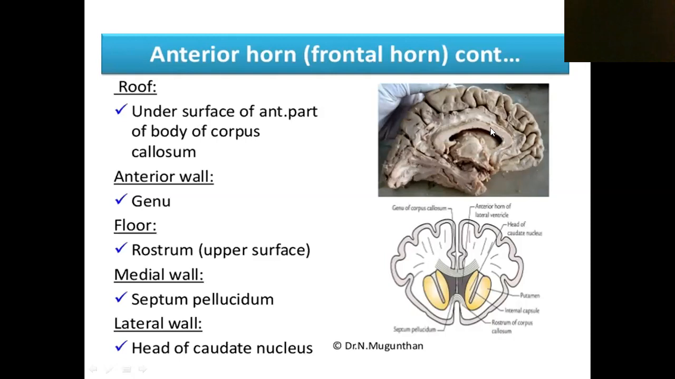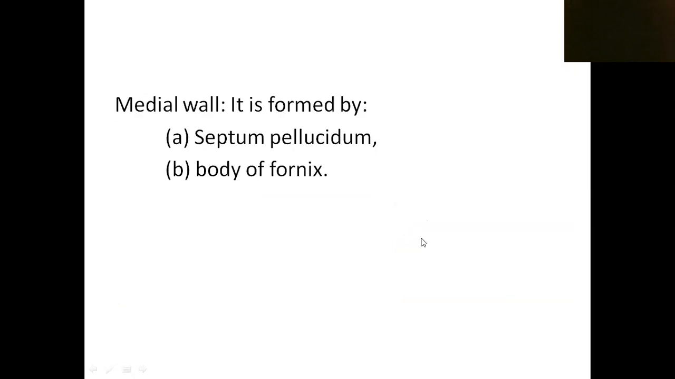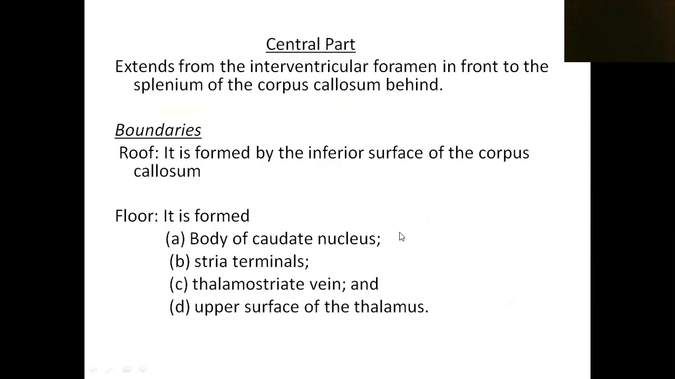Superiorly, the body of the corpus callosum, the anterior part of the body. The inferior boundary or floor is formed by the rostrum and the head of the caudate nucleus. And the anterior boundary is formed by this genu. So the anterior wall is formed by the genu, and the floor is formed by the rostrum along with the head of the caudate nucleus. Then medially, the septum pellucidum. Okay, we'll see that.